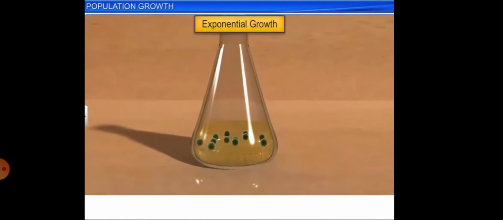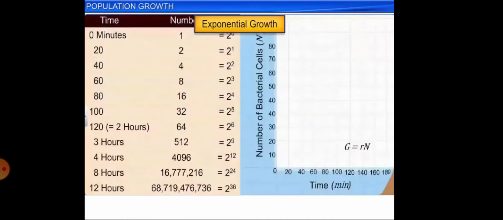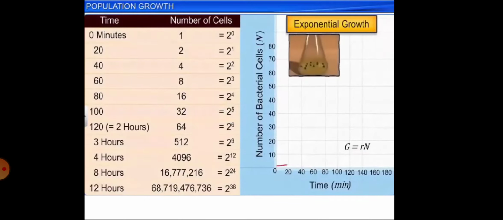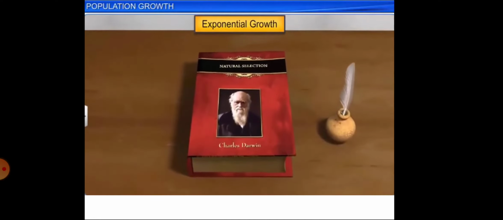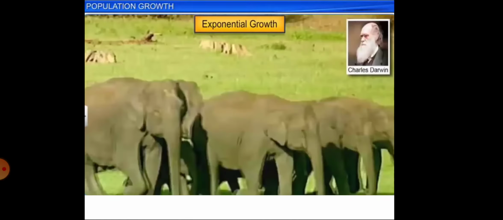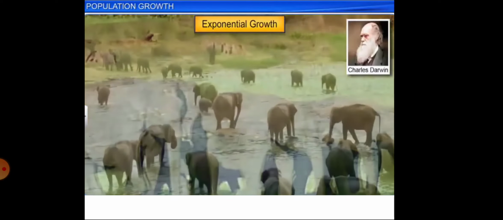When resources available to the individuals in a population are unlimited, there is a tendency of the individuals to grow exponentially or in a geometric manner. This behavior was observed by Charles Darwin while he was developing his theory of natural selection. He also showed that a slow-growing animal, such as the elephant, could also reach enormous numbers if resources such as food and space were inexhaustible.